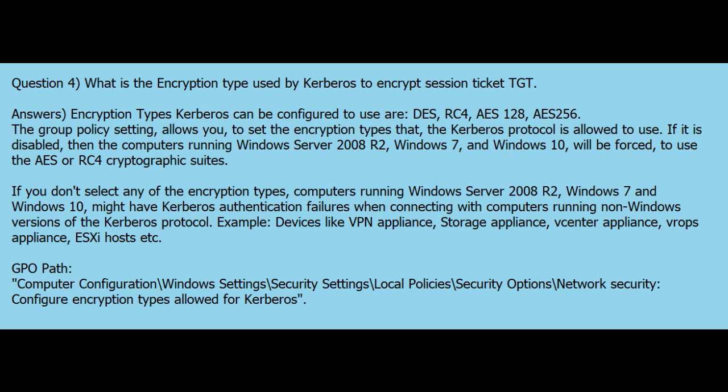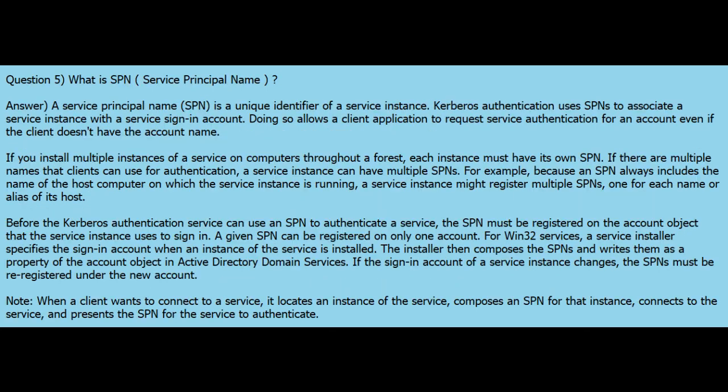Example, devices like VPN appliance, storage appliance, vCenter appliance, vROps appliance, ESXi hosts, etc. GPO path. Computer configuration / Windows settings / security settings / local policies / security options / network security: Configure encryption types allowed for Kerberos. Question 5. What is SPN, Service Principal Name?